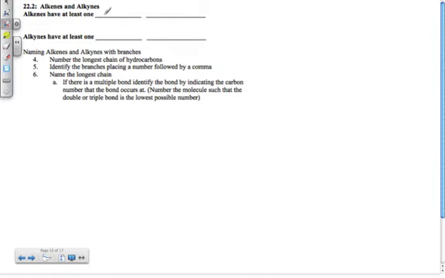Alkenes have at least one, I went over this, double bond, and alkynes have at least one triple bond. Number the longest chain of hydrocarbons, identify the branches placing a number followed by a comma, name the longest chain. If there is a multiple bond, meaning a double or a triple, identify the bond by indicating the carbon number that the bond occurs at. Number the molecule such that the double or triple bond gets the lowest number.